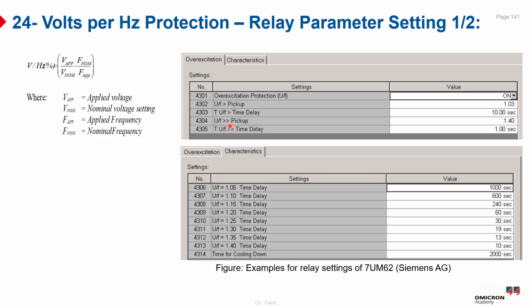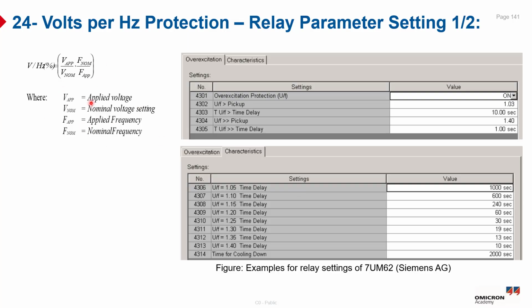The second stage, which is V over F double greater, picked up at 1.4 per unit, and the time delay is equal to 1 second. And here is the characteristic tab, which simulates the time characteristic of trip time delay based on the V over F values. And here is the equation.